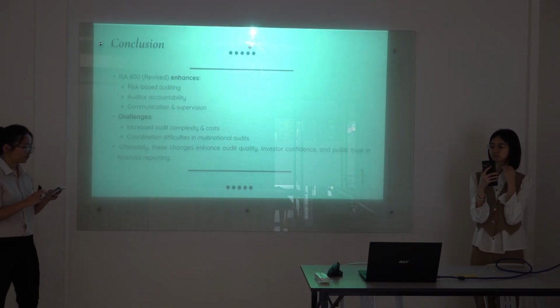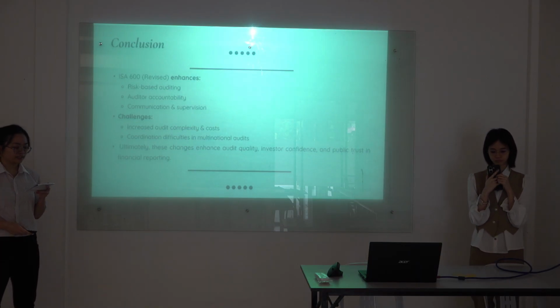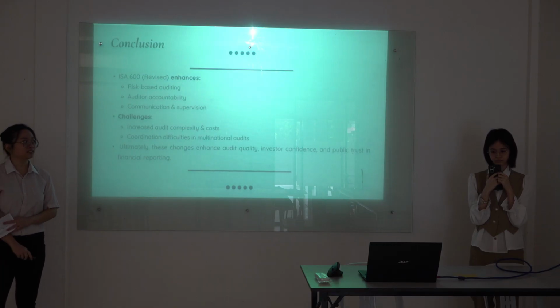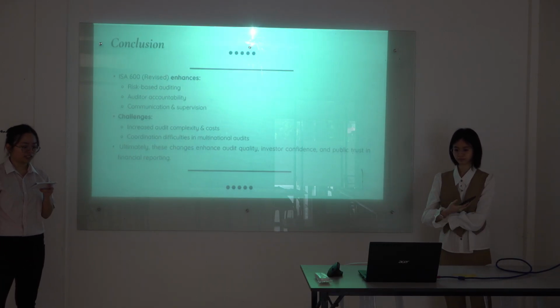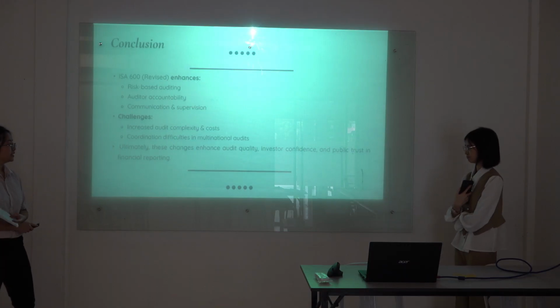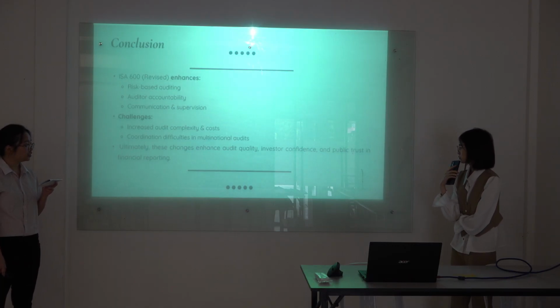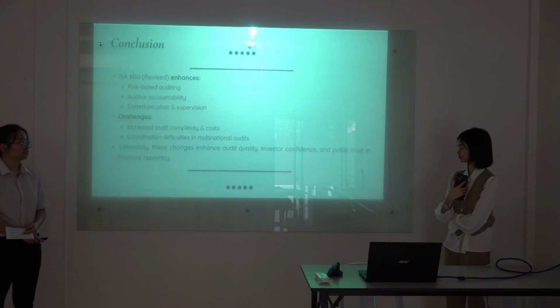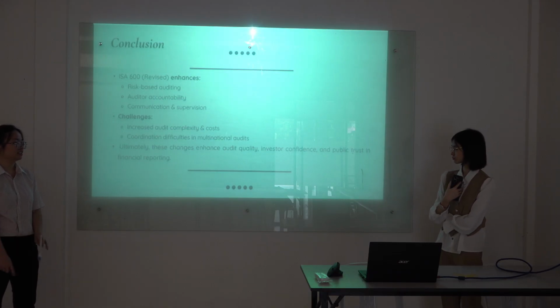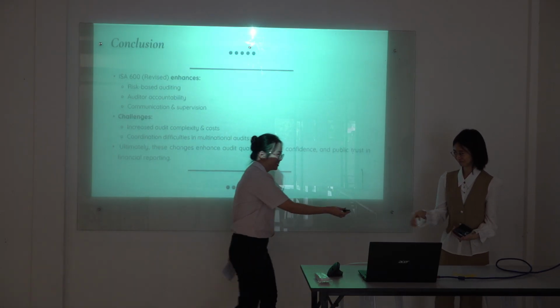In conclusion, ISA 600 revised improves group audits through a risk-based approach, clear responsibility, better communication, and enhanced supervision. While it may increase complexity and costs, proper planning and digital tools can mitigate challenges. Ultimately, this change enhances audit quality, investors' confidence, and public trust in financial reporting. Next up, I will pass my time to Beatrice.